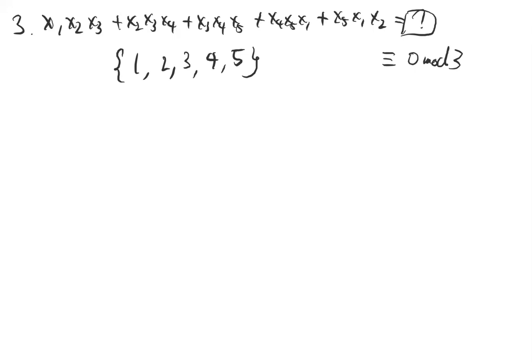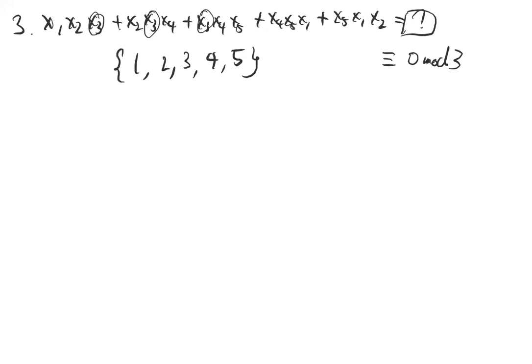Another thing we notice is that in each of these 5 terms, each the product of 3 numbers, every single number appears exactly 3 times. For example, let's take x3: you can see x3 appears 3 times. x1 also appears 3 times. What does this actually mean?